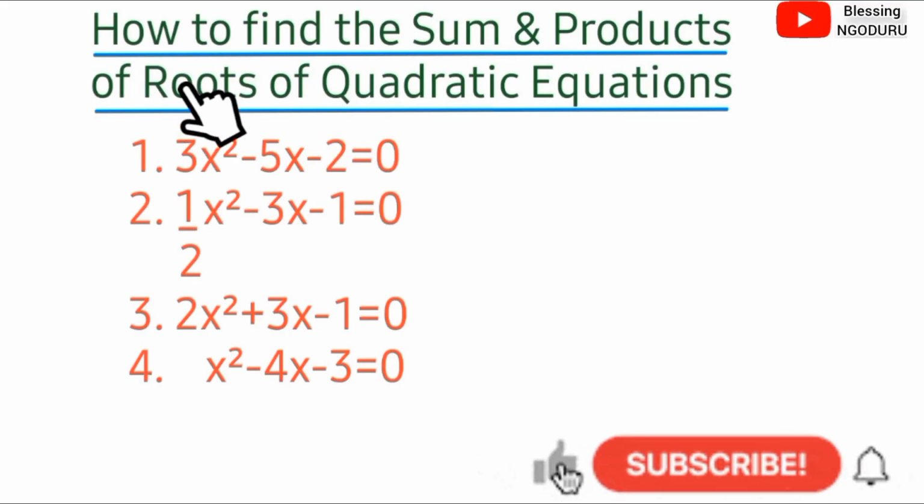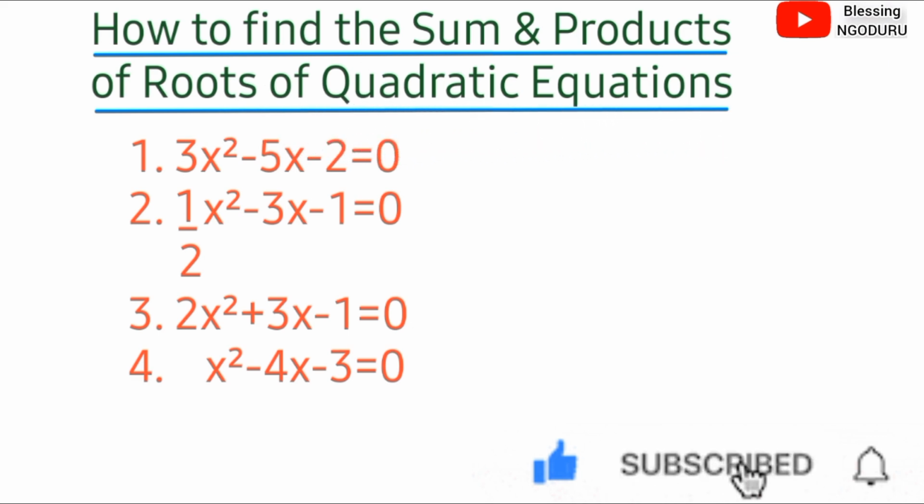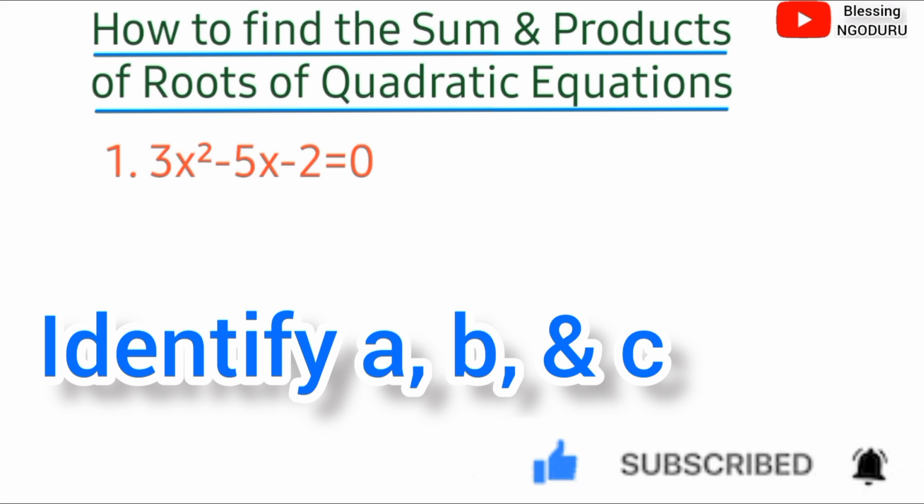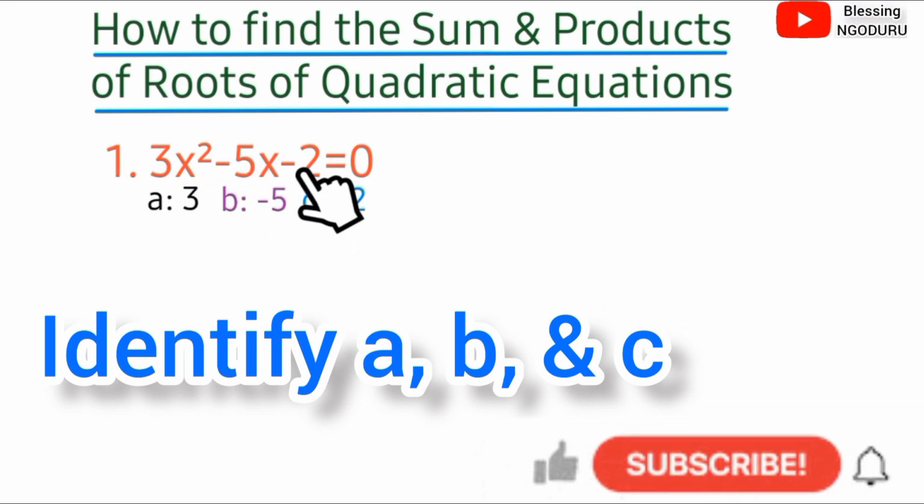This video will teach you how to find the sum and the products of roots of quadratic equations. Let's start with question number 1. Let's identify A, B, and C. A is 3, B is -5, while C is -2.